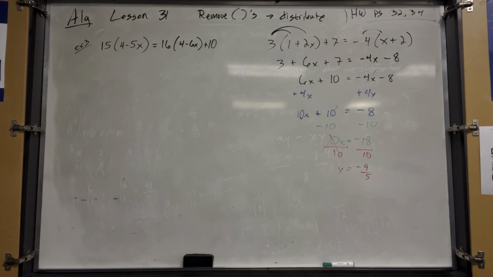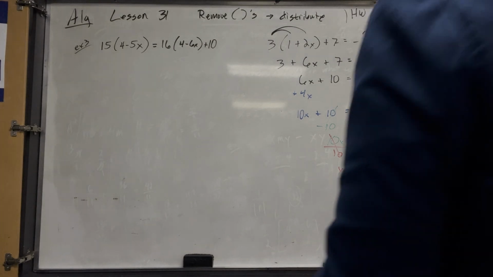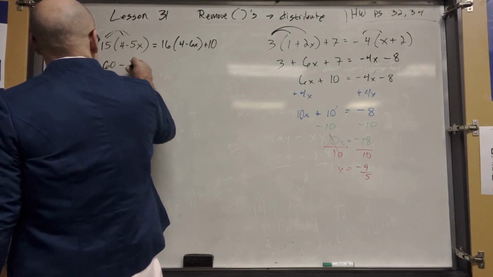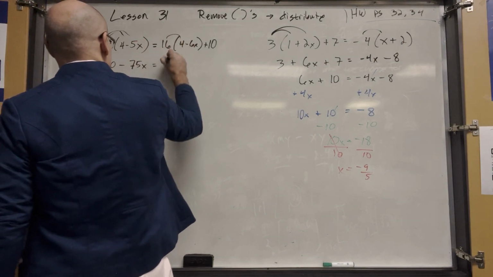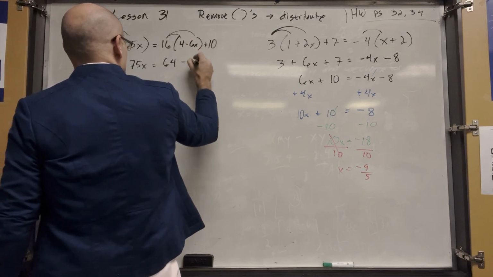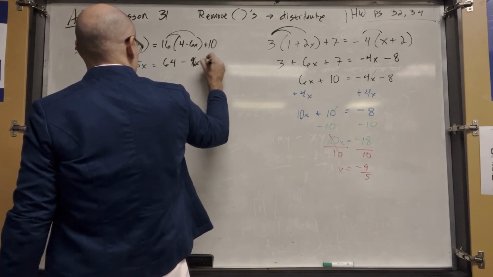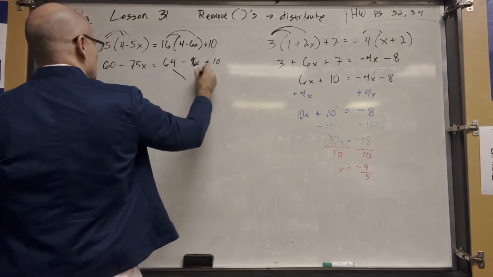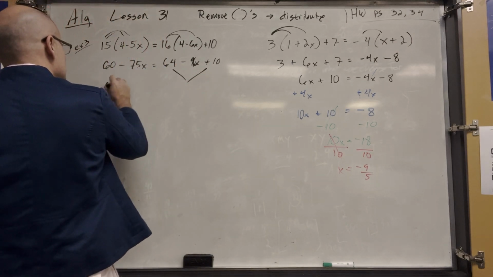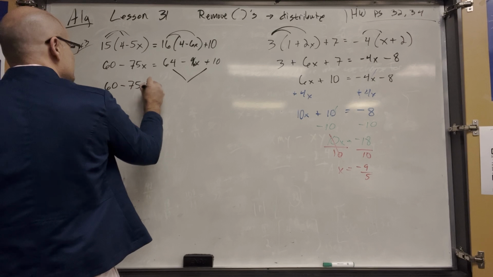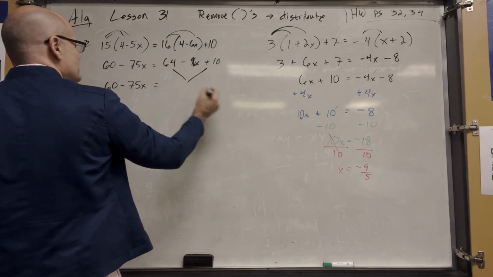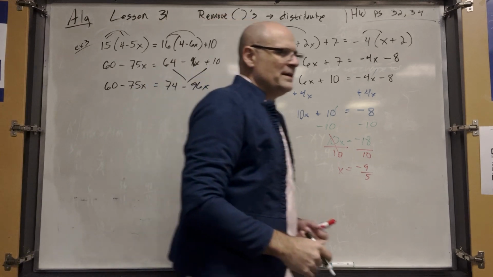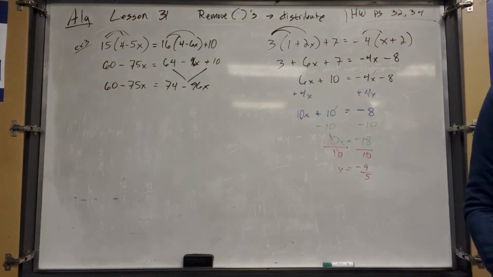Okay. Let's finish this together. So we're going to distribute: 60 minus 75x equals 64 minus 96x plus 10. So let's continue to simplify. The only thing you can do, this stays the same. The only thing you can do is on the right side, combine the 64 and the 10 to 74 minus 96x. Okay, now you want to get rid of the smaller variable term.